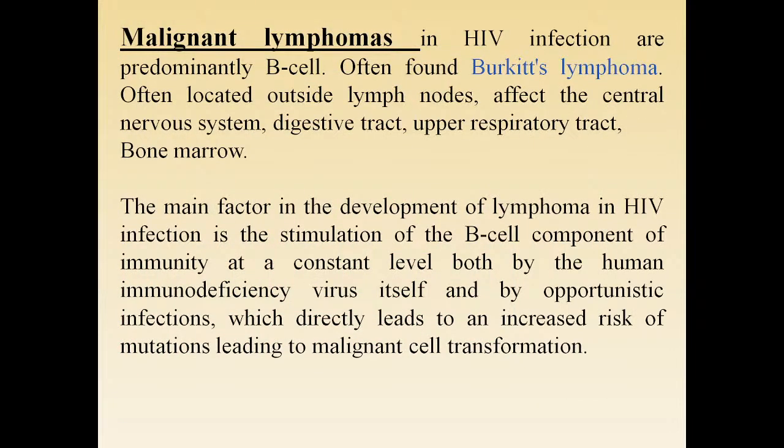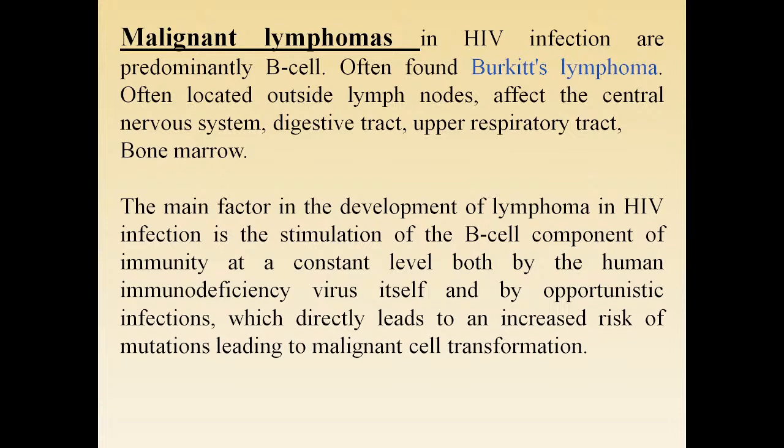And malignant lymphomas, Burkitt's lymphoma: predominantly a B-cell lymphoma, often located outside lymph nodes. Localizations for malignant lymphoma: the central nervous system, digestive tract, upper respiratory tract, and bone marrow.